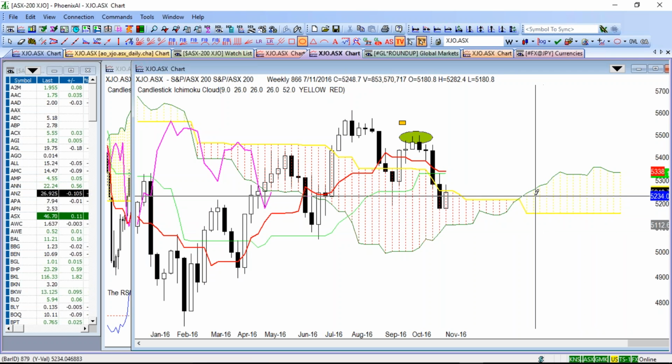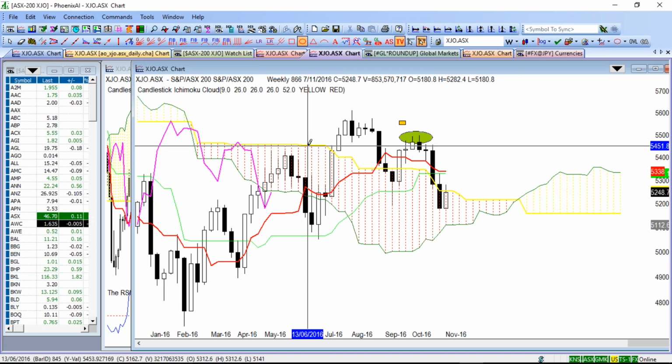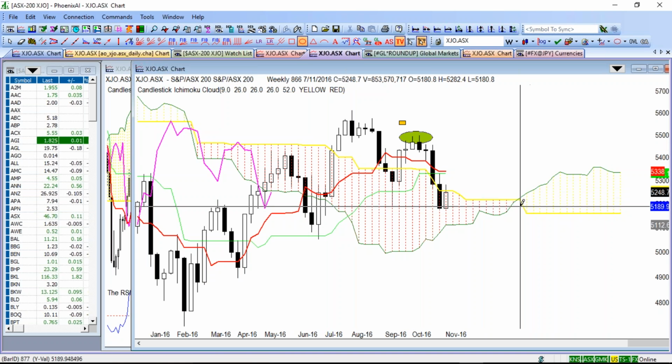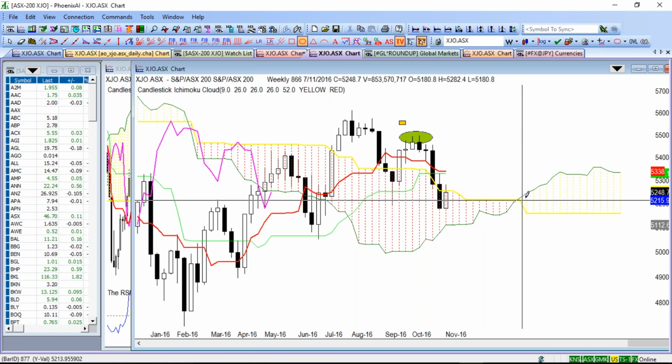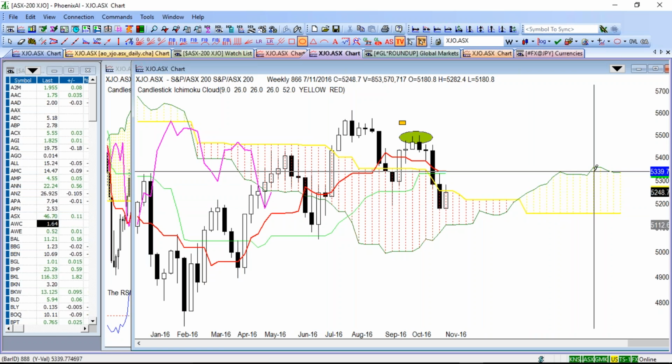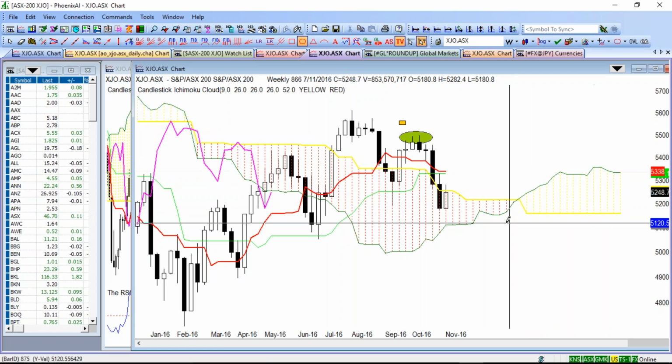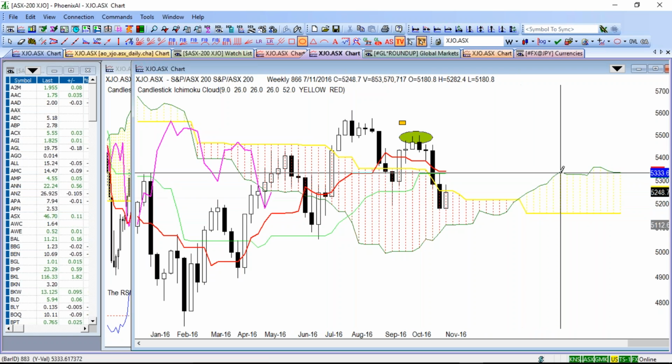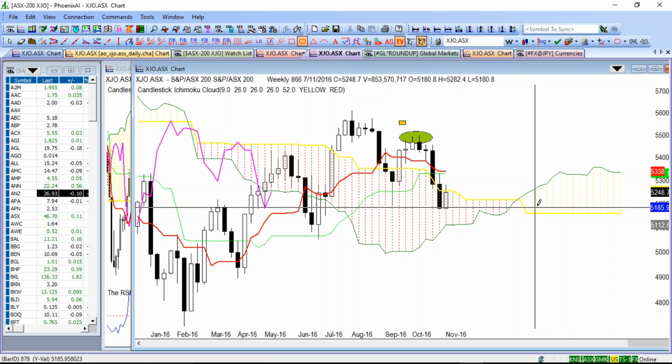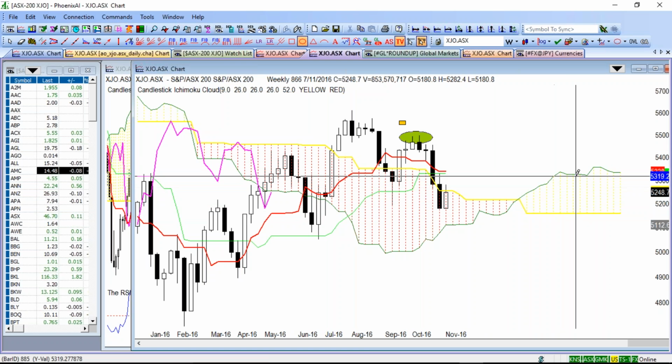The other observation is that we can see that the yellow line has now crossed down below the black line here, or I should say that the black line has crossed over the yellow line, and we would start to take a bullish view of the market going forward.